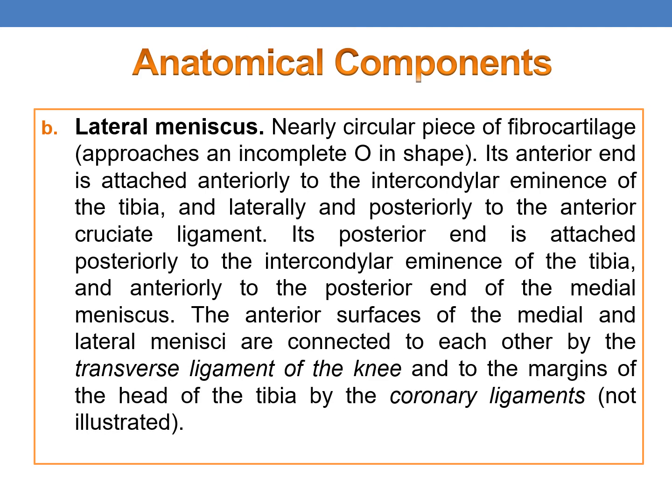Now coming to the lateral meniscus. It is a nearly circular piece of fibrocartilage, that is, it approaches an incomplete O in shape. Its anterior end is attached anteriorly to the intercondylar eminence of the tibia and laterally and posteriorly to the anterior cruciate ligament. And its posterior end is attached posteriorly to the intercondylar eminence of the tibia and anteriorly to the anterior end of the medial meniscus.